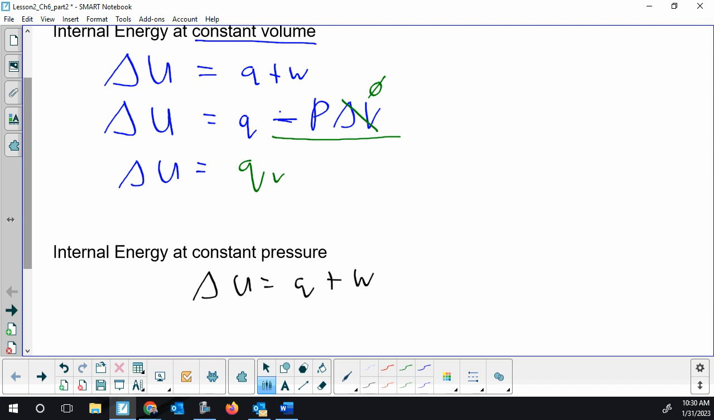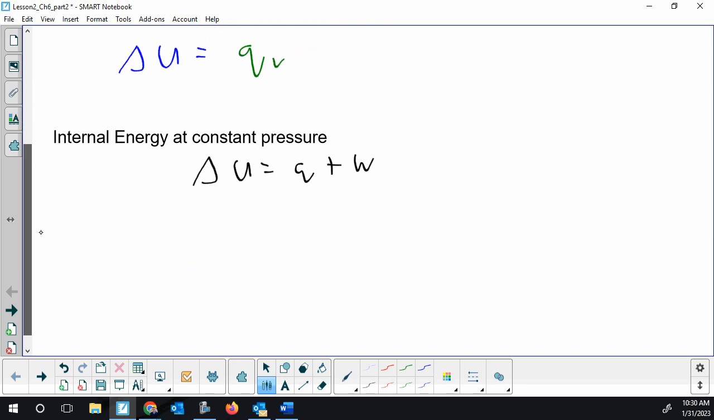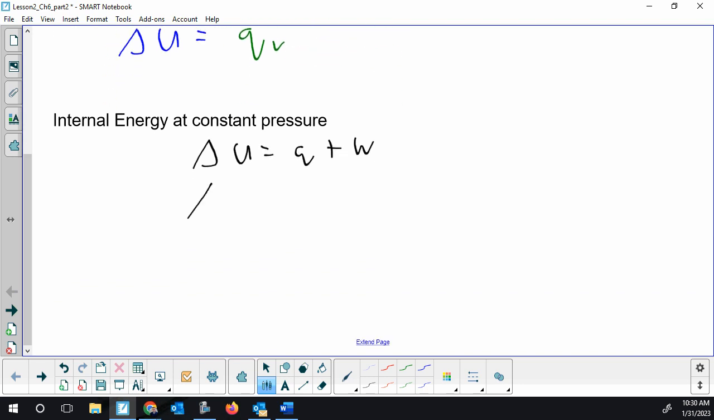Do that same substitution for work. So I'm going to stick in the Q sub P right away. So change in internal energy is Q at constant pressure minus P delta V. Can I drop anything? And I can't. We're going to have a change in volume. Our pressure is constant. We can't drop any terms here. We can't further simplify. Okay?